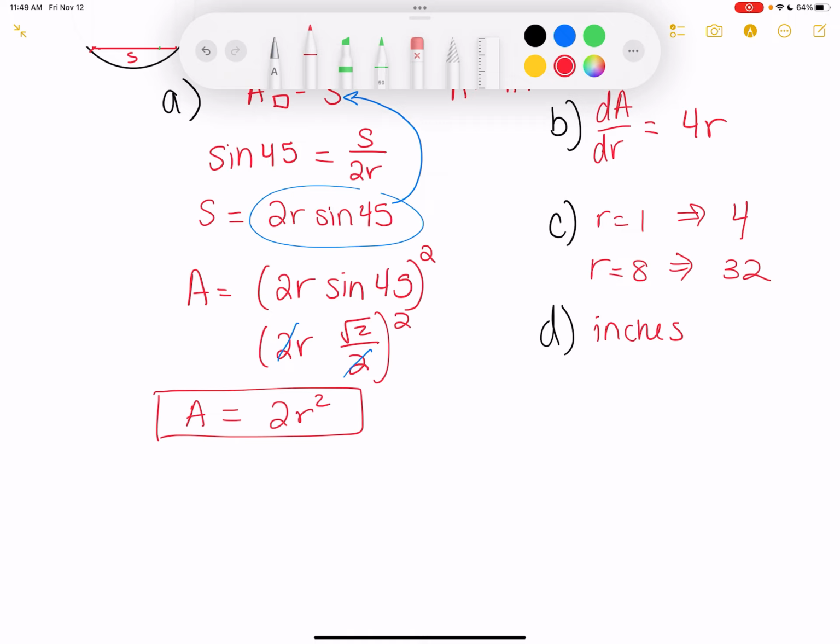What was C asking for? C just said if r is equal to 1 and r is equal to 8, what is the rate of change of A, essentially? So you just plug it in, yeah. And then D was asking for the units. It said what are the units that dA/dr would be.